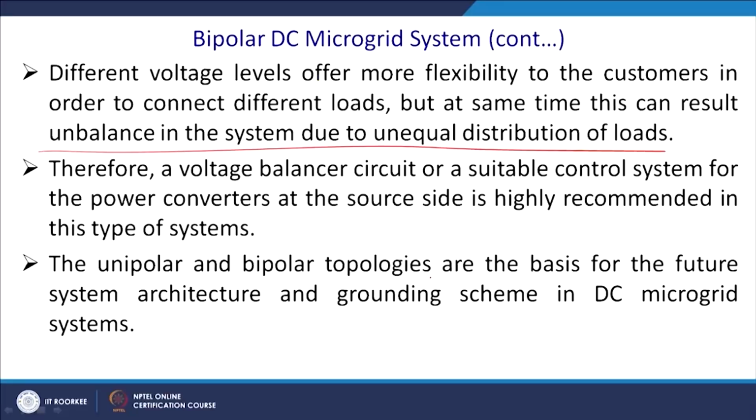The unipolar and the bipolar topologies are the basis of the future architectures and the grounding scheme of the DC microgrid, and the grounding scheme also we require to change, because as we can see, we had an AC grounding and here, due to this positive and negative, your ground and maybe your loading scheme is different. So, we require to balance it, and for this reason we have a different kind of balancing scheme.